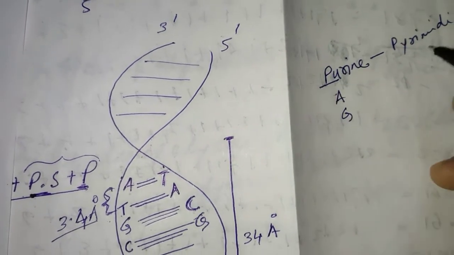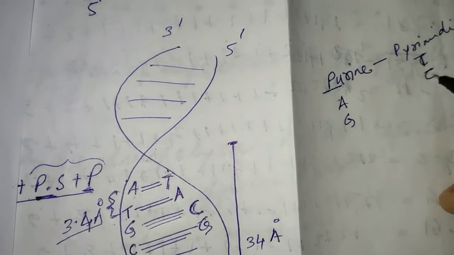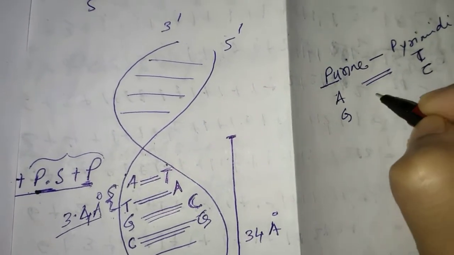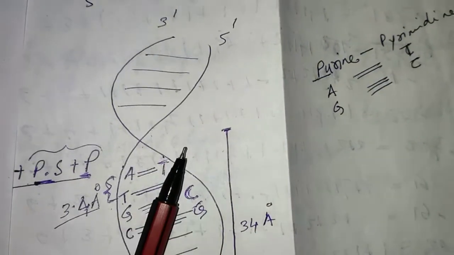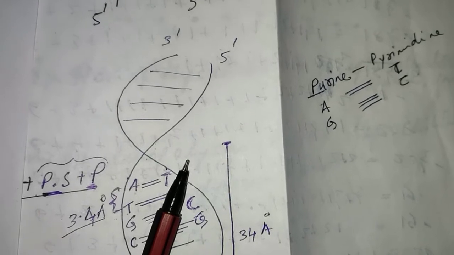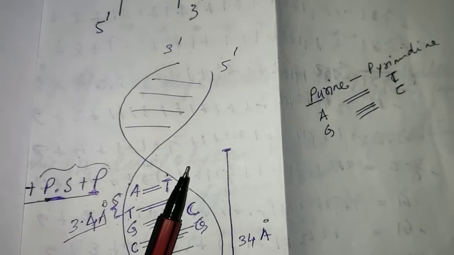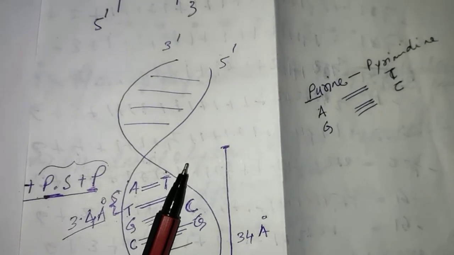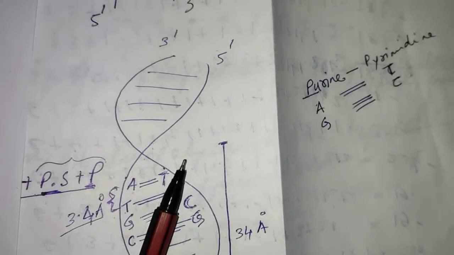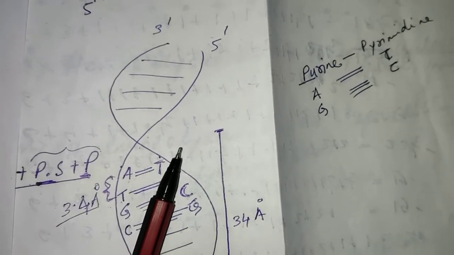Adenine and guanine, cytosine and thymine, and this is the condition. Adenine pairs with thymine, and guanine base pairs with cytosine. Opposite pairing happens, but this is the formula. And 2 hydrogen bonds are present. 2 hydrogen bonds remain between adenine and thymine, and 3 hydrogen bonds are present between guanine and cytosine.